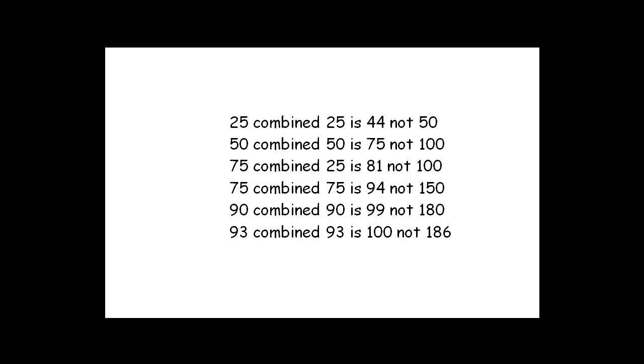25 combined with 25 is 44, not 50. 50 combined with 50 is 75, not 100. 75 combined with 25 is 81, not 100. 75 combined with 75 is 94, not 150. 90 combined with 90 is 99, not 180. And 93 combined with 93 is 100, not 186. The point is that disabilities are not added, disabilities are combined.